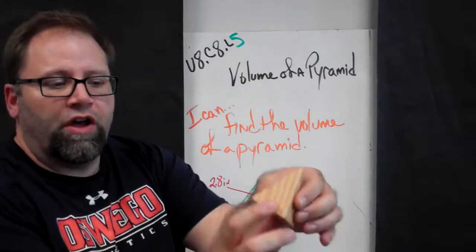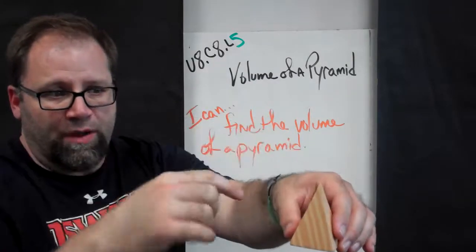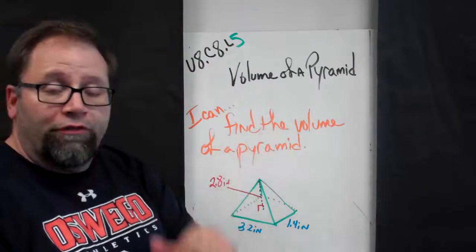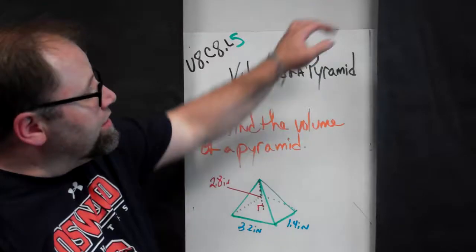But we're going to be doing the volume of these types of shapes that have one base and no base on the top. It just comes to a point with the vertex. So by the end of this, you'll be able to find that volume in a pyramid and solve a problem like this.